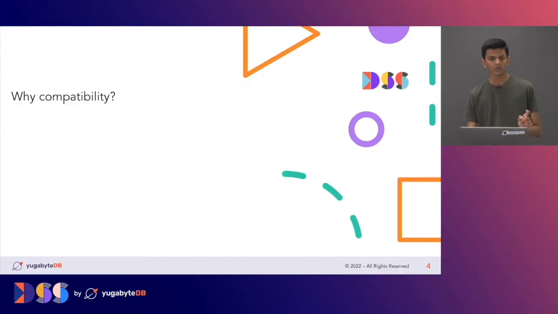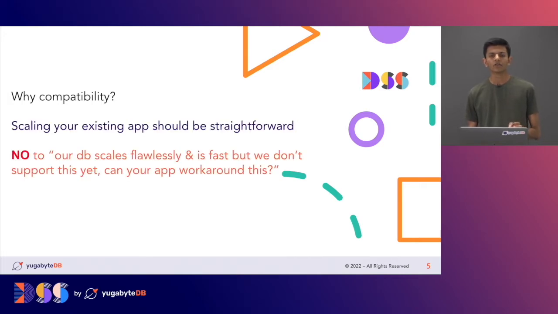So moving on, we talk about compatibility, but why is it so important, right? So let's say I wanted to scale my app to a distributed database to get all the benefits of horizontal scalability, fault tolerance, etc. And if I were to do that, I wouldn't want to rewrite my app in any way for it to work with the distributed database, right? I don't want to spend time and energy on that. So that is why compatibility is important, and it should just work right out of the box, right?